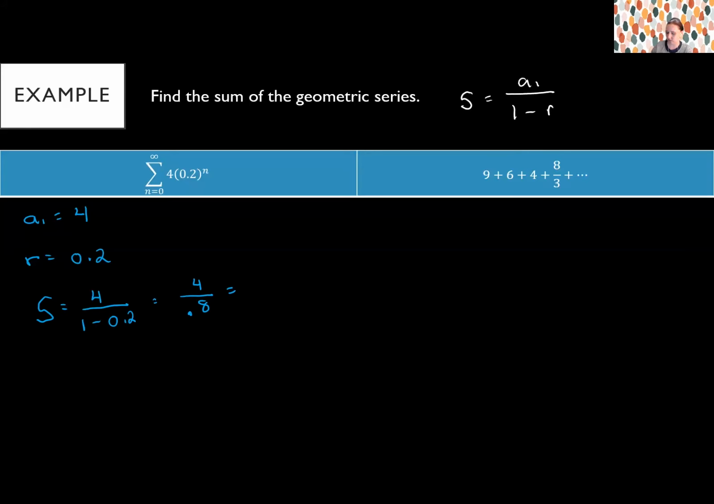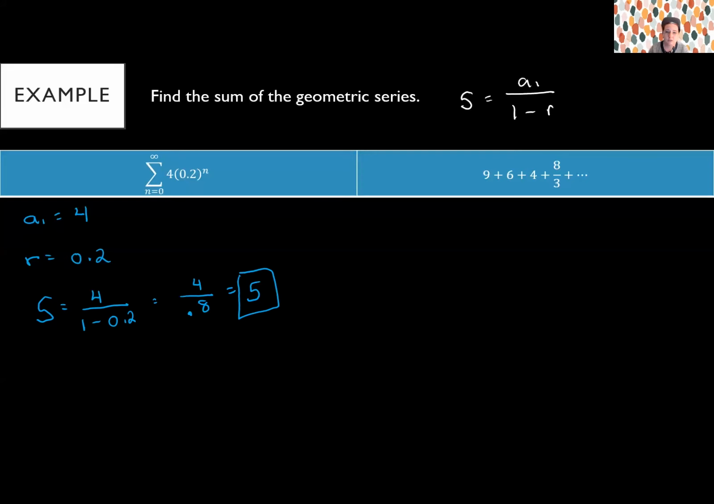All right, so we've got the answer of 5, which is correct. a1 is 4, r is 0.2. So when you plug it into the formula, you have 4 over 1 minus 0.2. That will give you 4 over 0.8, and that comes out to 5.